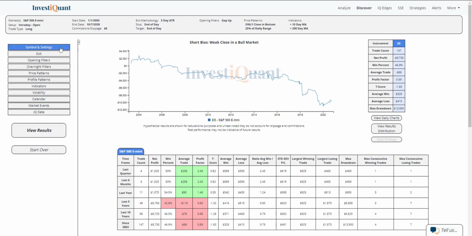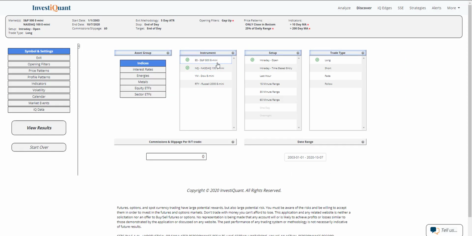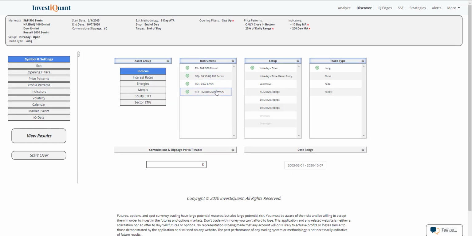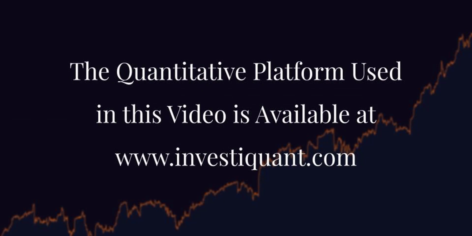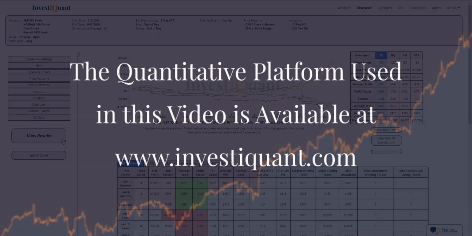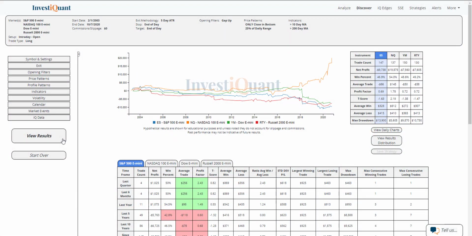Now, I'm going to go into symbols and settings. Go ahead and add the other instruments so you can just see what they look like as well. There is one interesting difference here. So let me add all four of these and then hit view results. And here are the results. Again, this is the same setup. I've just added the other instruments to it, and it's based upon going long at the open, which is 9:30 a.m. Eastern Time, exiting at the close, which is 4:15 p.m. Eastern Time. And you can see the other results here.